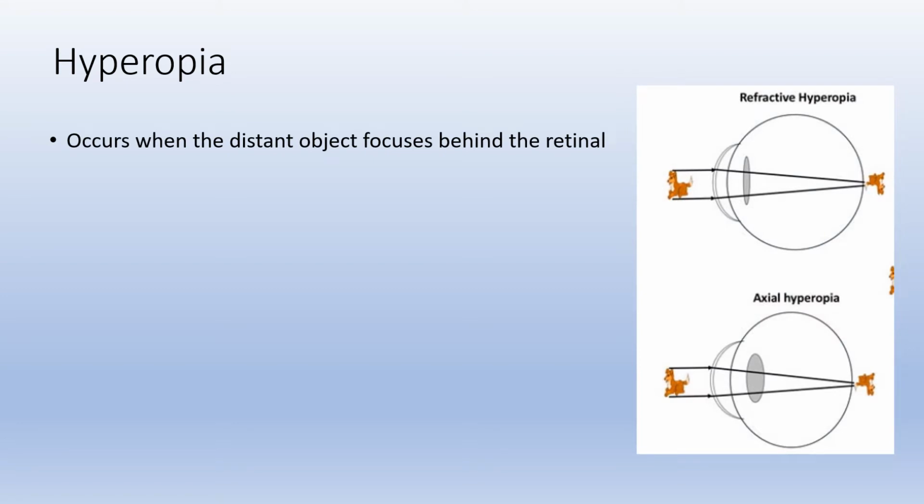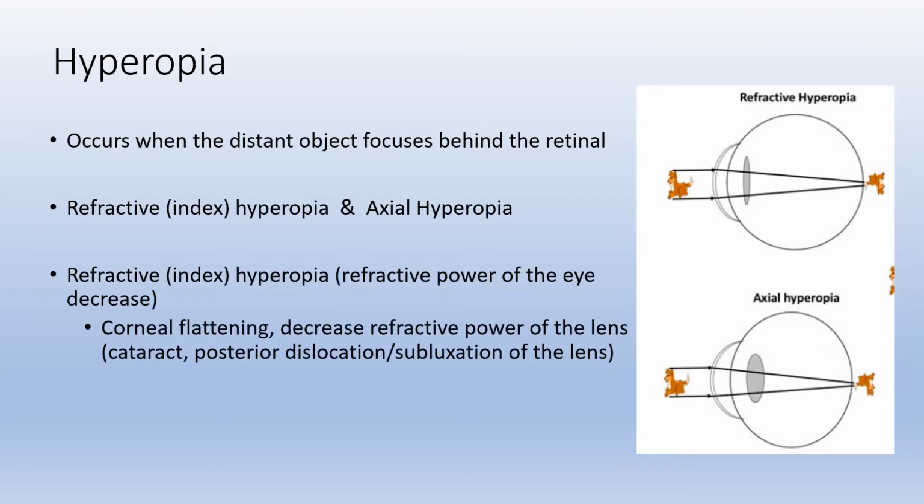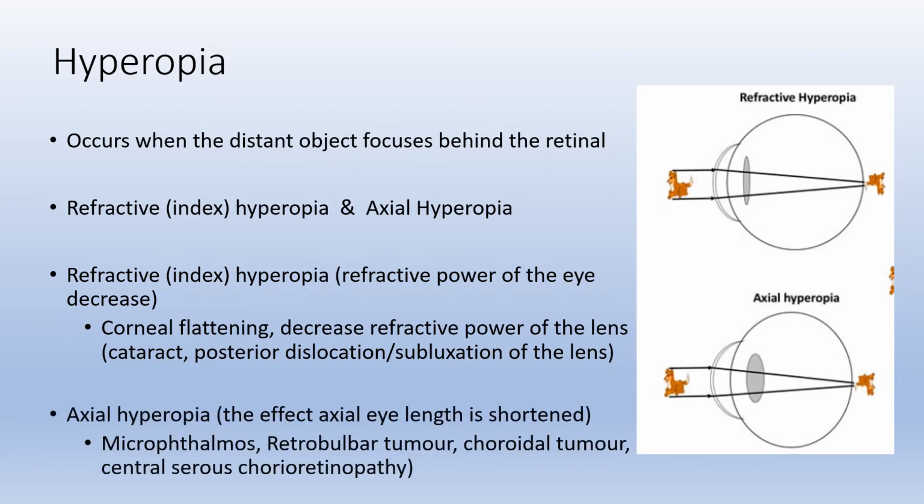Hyperopia is basically the other way around. When a distant object focuses behind the retina, it is hyperopia. Again, there are two types: index and axial hyperopia. Index hyperopia means that there is not enough refractive power of the eye to focus the image on the retina. This could be due to cornea flattening, or decreased refractive power of the lens, for example, again as a result of cataract, posterior dislocation or subluxation of the lens. Axial hyperopia means that the eyeball is too short. Indeed, hyperopic patients tend to have an eyeball with shorter axial length.